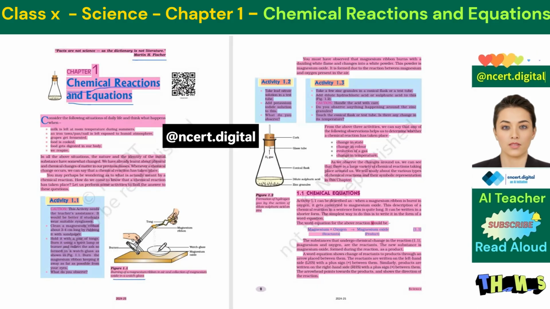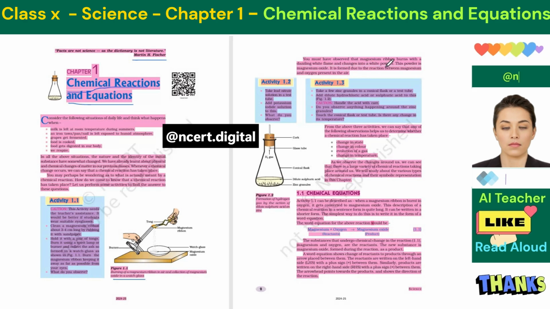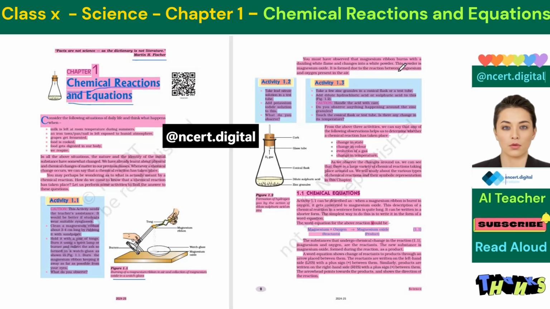Figure 1.1: Burning of a magnesium ribbon in air and collection of magnesium oxide in a watch glass. You must have observed that the magnesium ribbon burns with a dazzling white flame and changes into a white powder. This powder is magnesium oxide. It is formed due to the reaction between magnesium and oxygen present in the air.